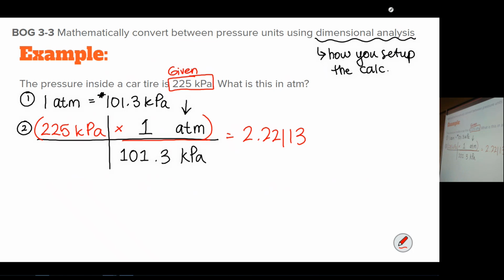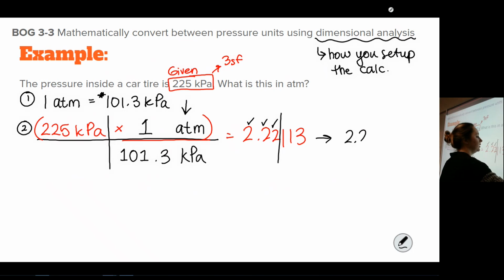So remember, sig figs are still a thing. In my given value, I've got 3 sig figs. So my final answer should only have 3 sig figs. So I've got 1, 2, 3. My number ends there. So final answer would be 2.22 atmospheres. Okay, so that's just one example.